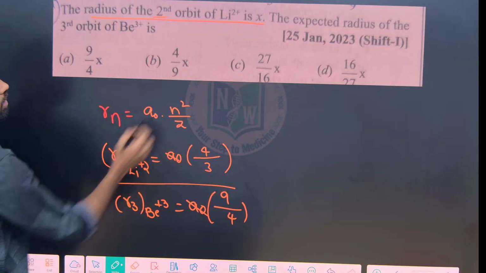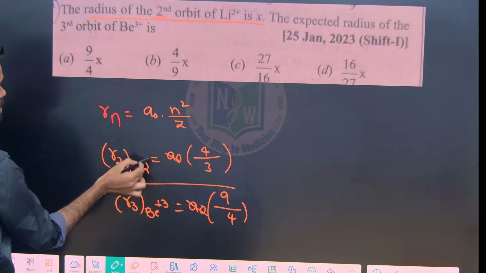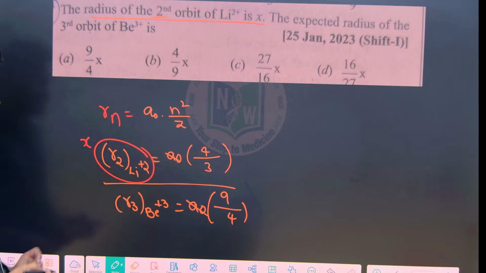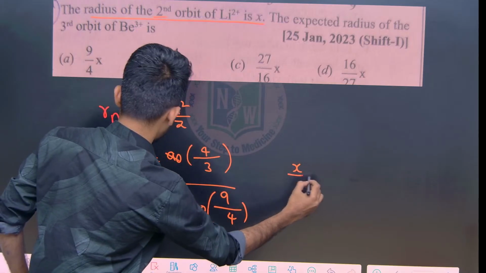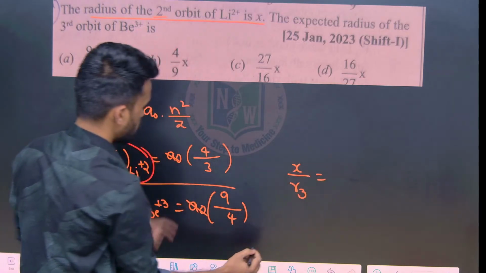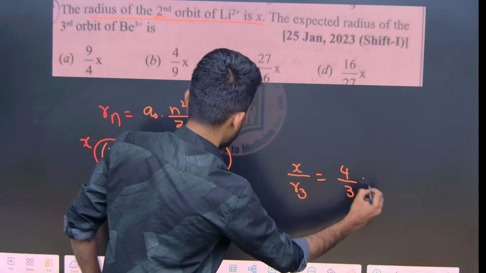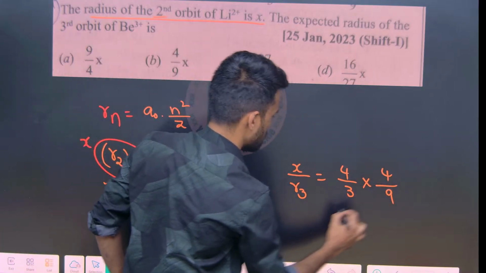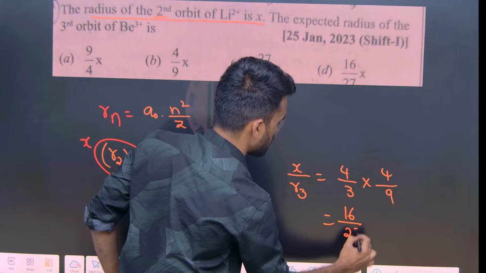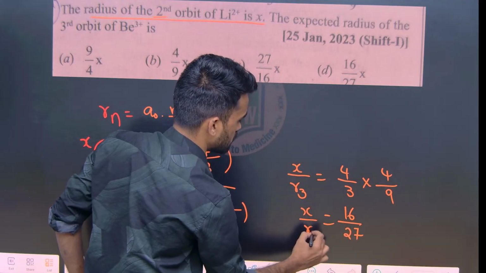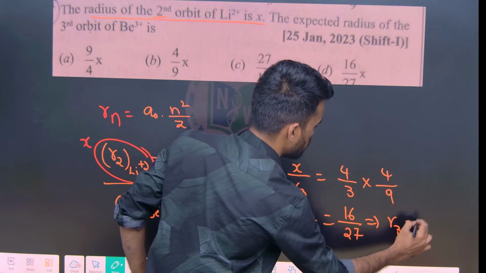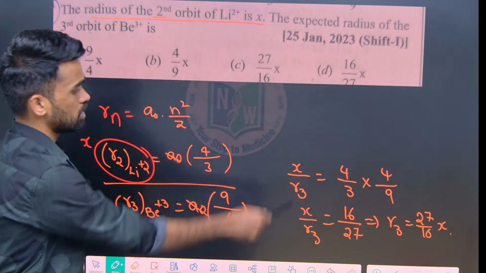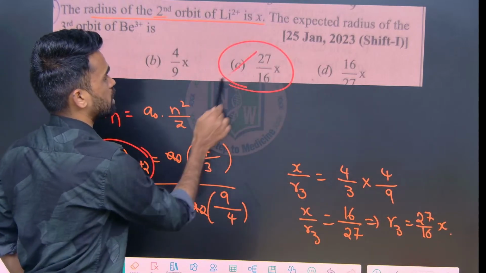And then next, if this is x value, now what is the radius of this thing, that R3, how much they are asking. So you can simply write it as x by R3 of beryllium is equal to, now this is 4 by 3, and here you can write it in the reverse manner like 4 by 9, that's it. So 16 by 27. Okay, so this is x by R3. So you can write here R3 will be equal to 27 by 16 x. So option C is your perfect answer for the question.